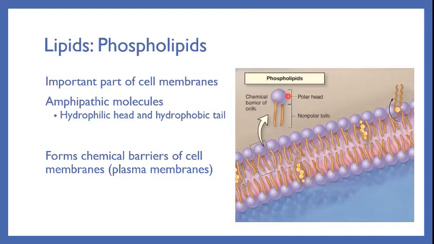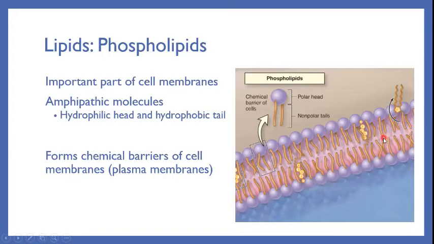A phospholipid molecule has a hydrophilic head that is polar and loves water, and a hydrophobic tail that is nonpolar and hates the water. So the nonpolar tail is the one that's formed out of lipids. When you get enough phospholipids together, all of the polar heads will face out towards the water, and all of the nonpolar tails will face inwards towards each other and create a water-free space in the middle.